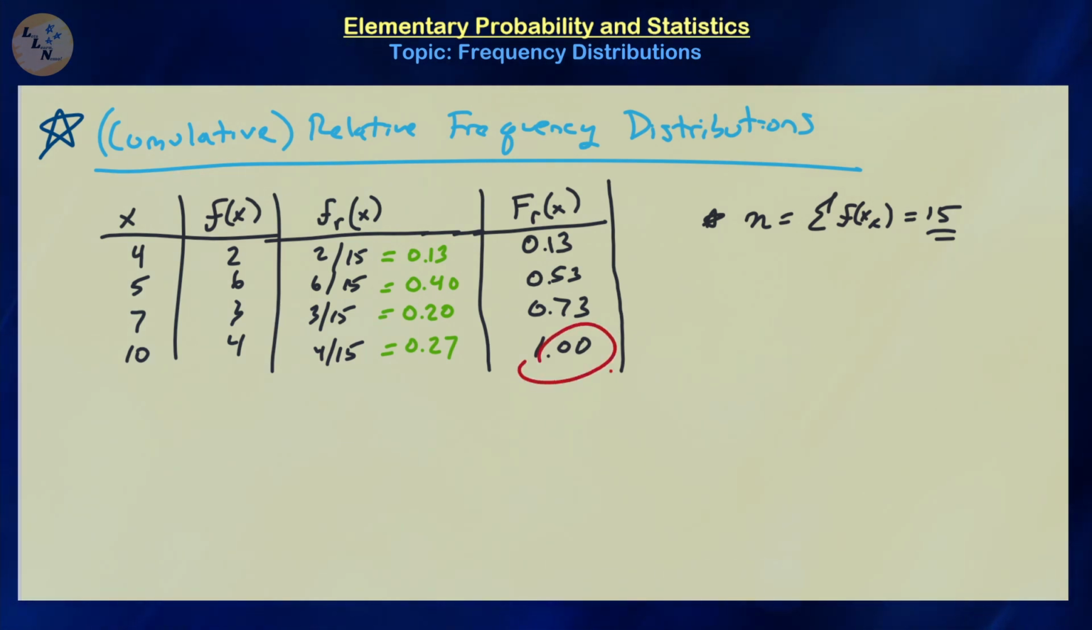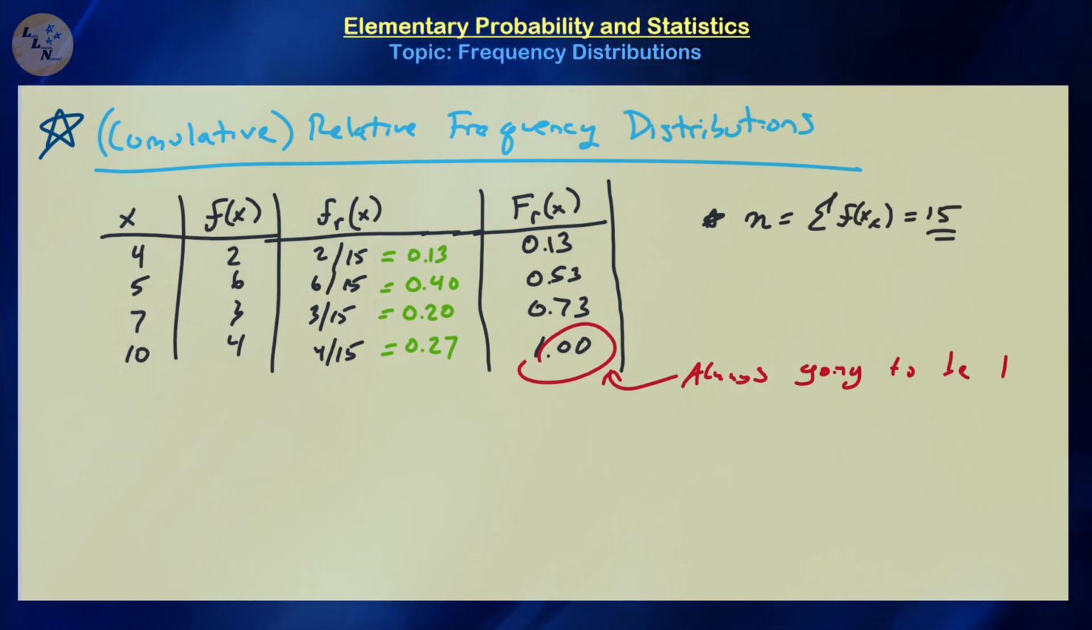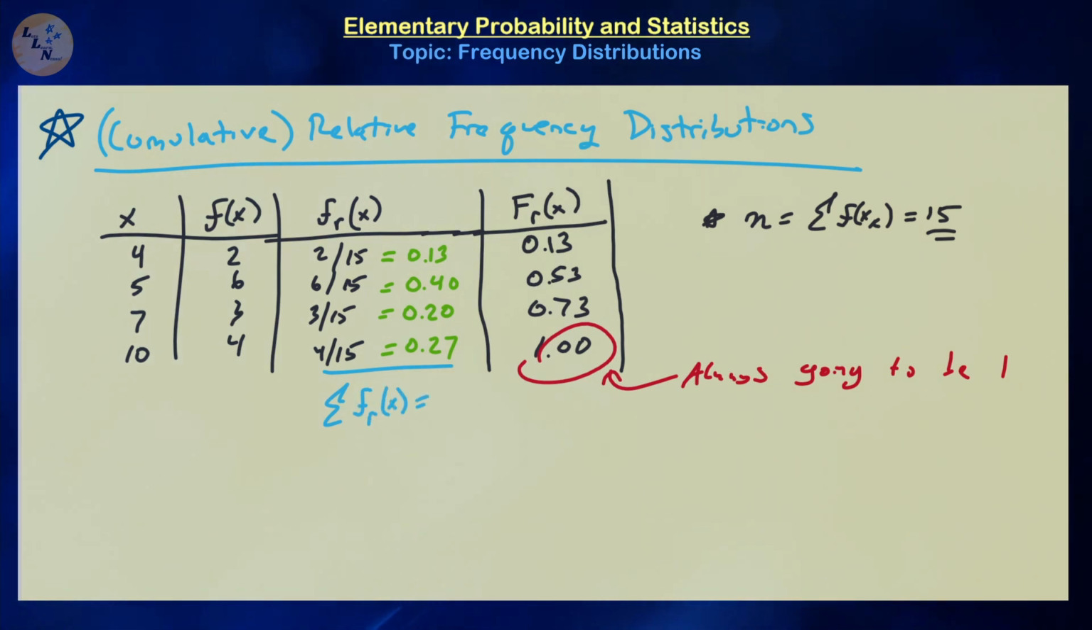And this is always going to be 1. The cumulative relative frequency distribution value associated to the maximal element will always be equal to 1. Why? Because 100% of the data should be less than or equal to that particular value, right? And keep in mind that the sum of all of the relative frequency values, fr of x, is always going to be equal to 1. Similar to this statement, capital Fr of x maximum always will be equal to 1 as well. So these two statements are practically equivalent, just from two different perspectives.